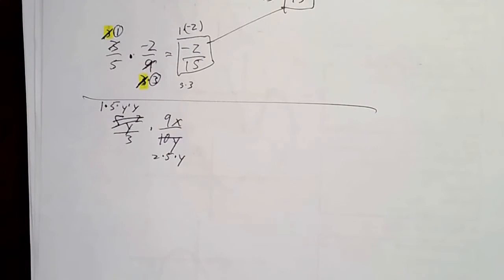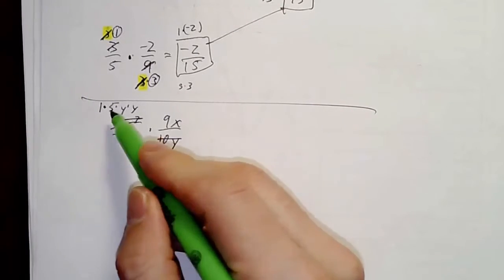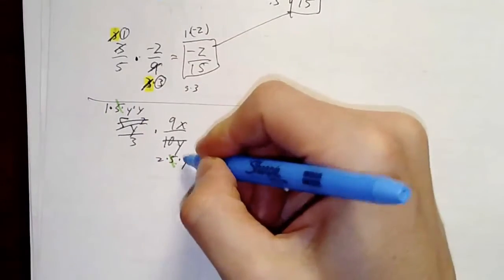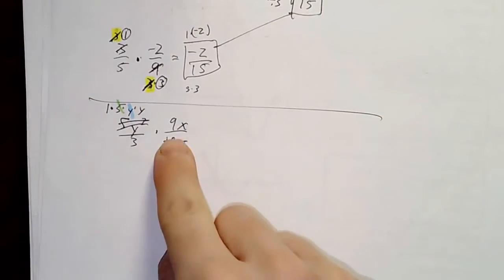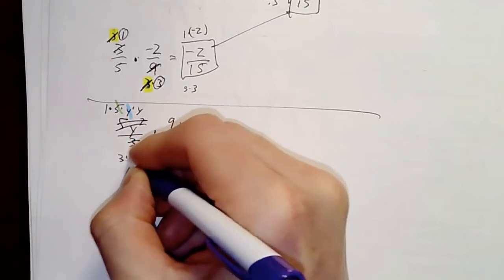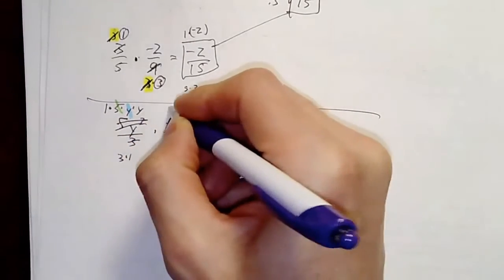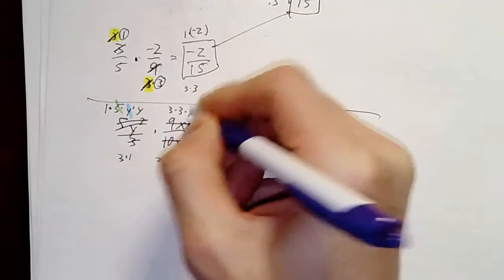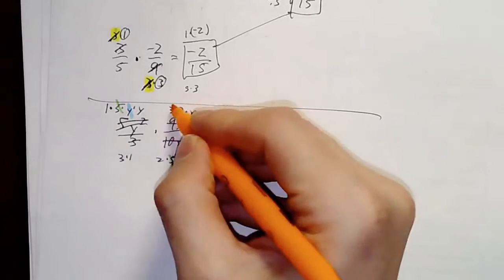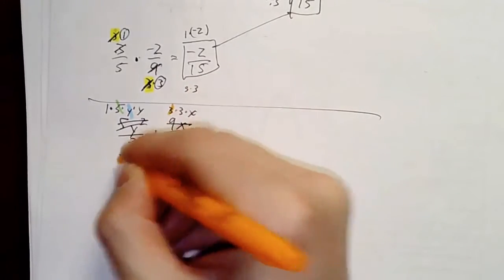This is super helpful because now I can look for pairs of numbers, factors that can be divided out. So such as this, 5 divided by 5 is 1, and y divided by y is also 1. And I can do the same thing for my 9x and my 3. 3 is the same as 3 times 1. 9x is the same as 3 times 3 times x. Again, I'm looking for pairs of numbers that divide to 1. 3 divided by 3 is also 1.